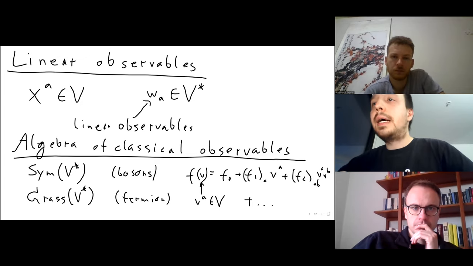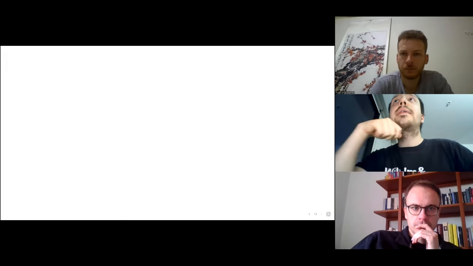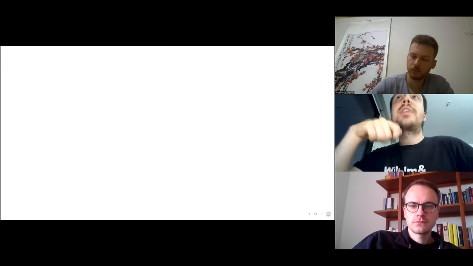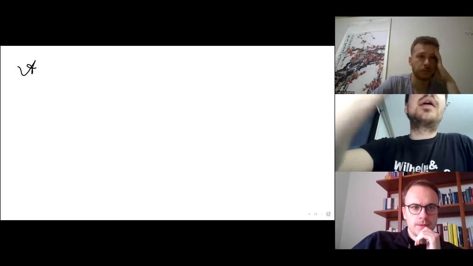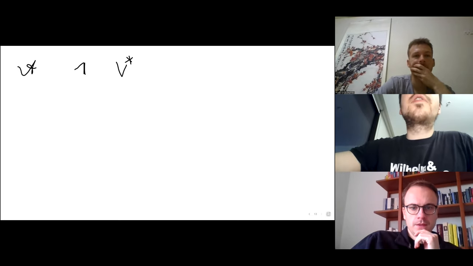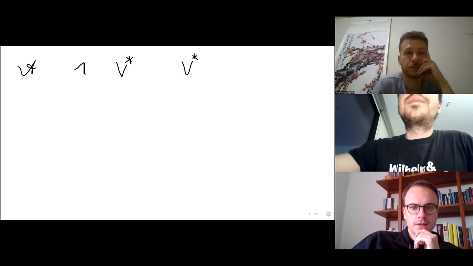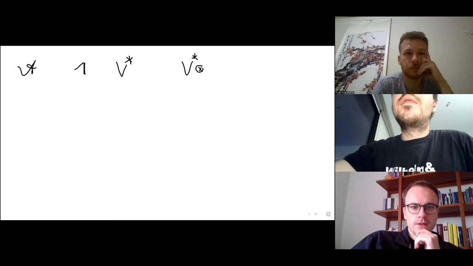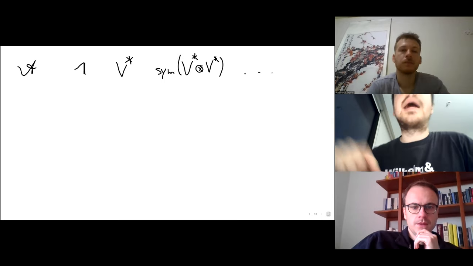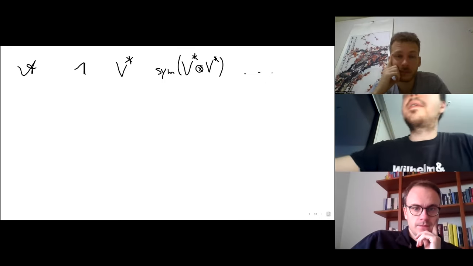So if I have a vector space, how do I construct the algebra generated by it? Well, I take all the symmetrizations of it. Essentially the algebra is a vector space that is spanned by the identity, the dual vector space, and then the tensor product of the vector space with itself, symmetrized, and so on, up to an arbitrary number of tensor products. So that's for bosons.